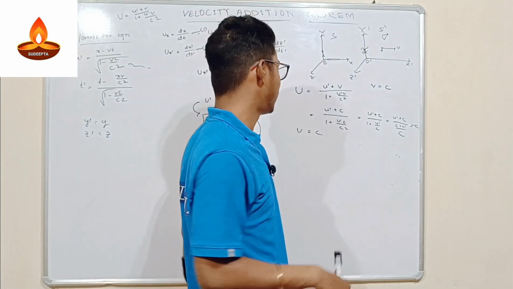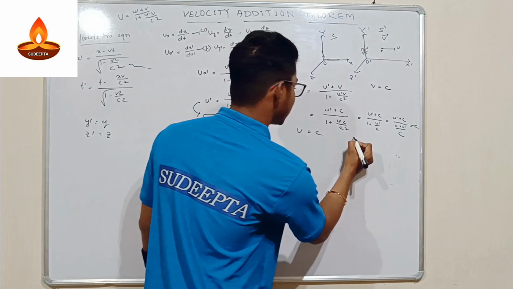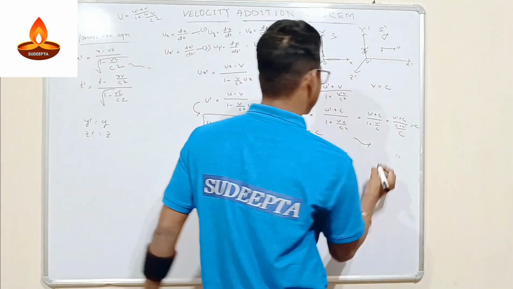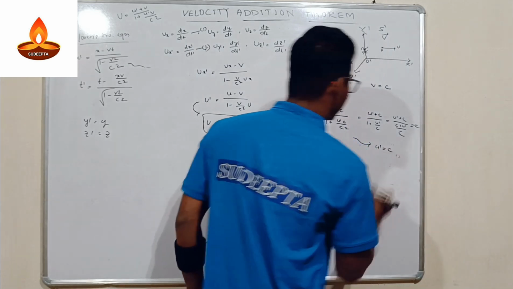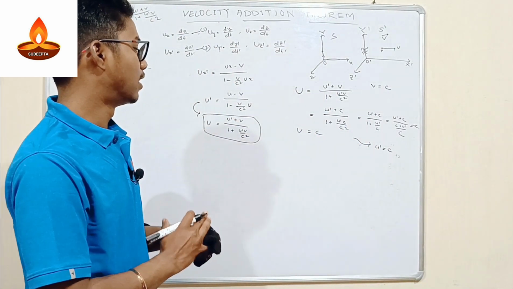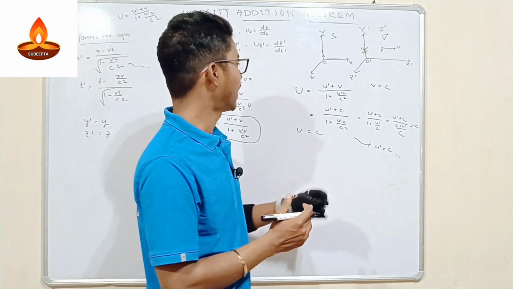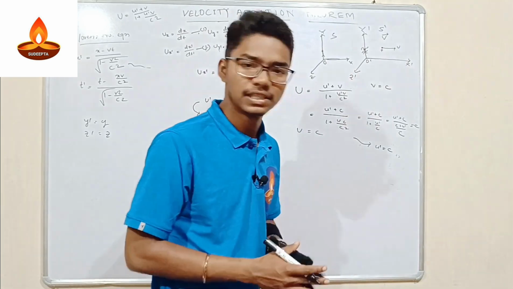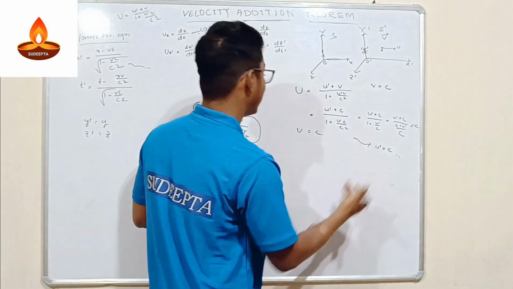The second consequence, I will take the second consequence: here v is c, and in the second consequence I tell u dash is c. U dash is c. It means that according to Albert Einstein, the frame is moving at the speed c. The particle is moving at the speed c. Okay. Now what will happen in the next stage?